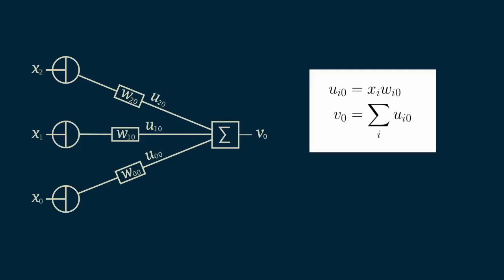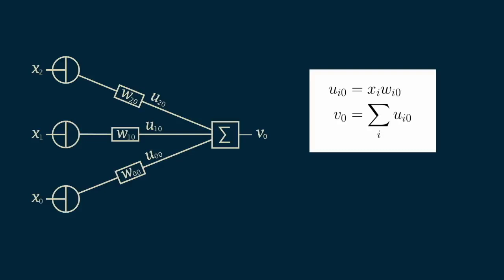There's no reason we have to limit ourselves to just one input variable. We can add an additional one. Now here we have an x sub 0, an x sub 1, and an x sub 2. We draw an edge between x sub 2 and our summation with the weight w sub 2, 0. X sub 2 times w sub 2, 0 is again u sub 2, 0, and all of our u's get added together to make a v sub 0. And we could add more inputs, as many as we want.